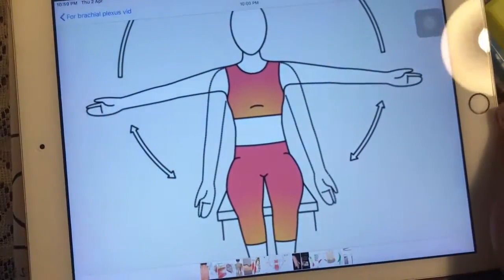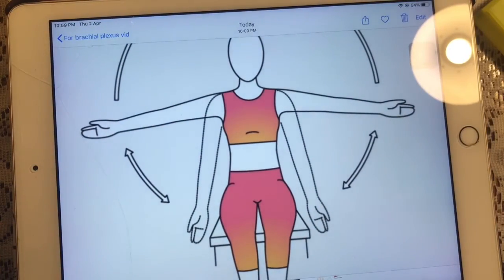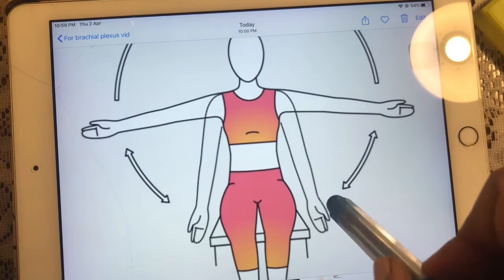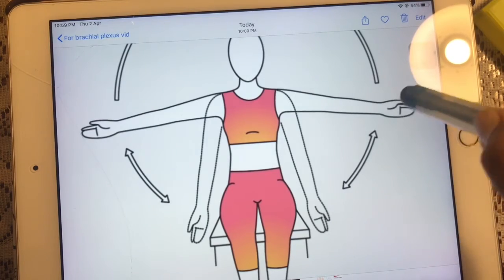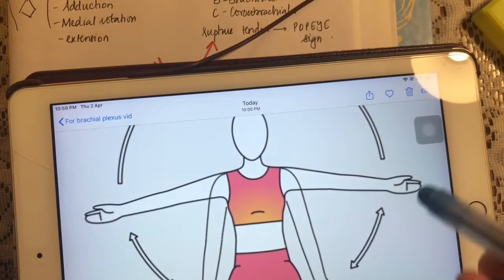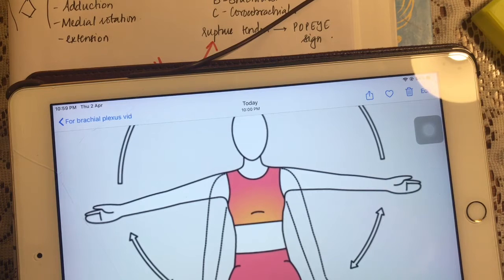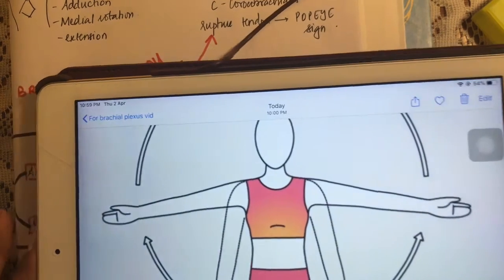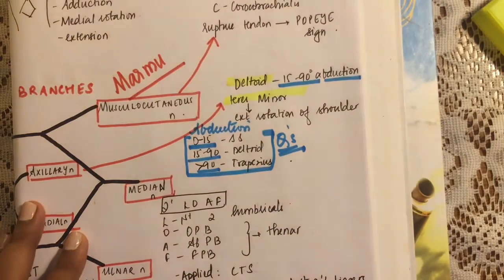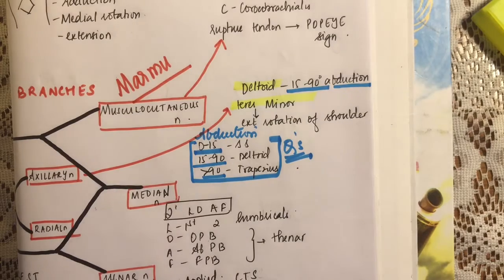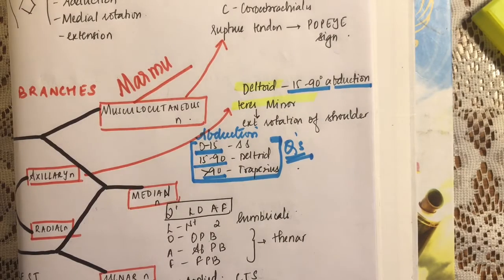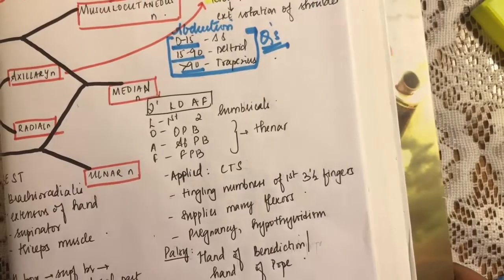Just imagine this to be the first 15 degrees, maybe till here. This is the supraspinatus. Then 15 to 90 degrees is taken care of by deltoid, and above 90 degrees, that's overhead abduction, is taken care of by trapezius and some other additional muscles. That's all you need to know about the axillary nerve. Again, an important nerve. Coming to the median nerve.